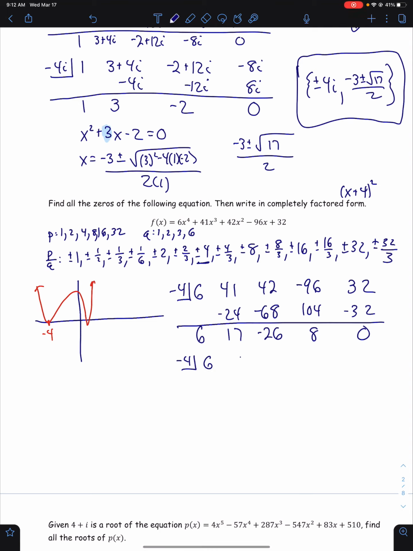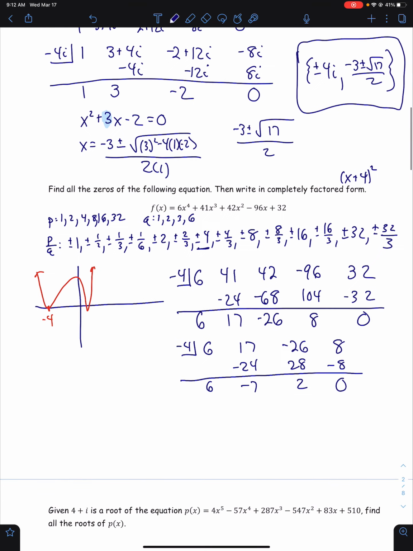So it'll be 6, 17. I think it's going to work, because I think it did bounce there. And 8, so we drag down our coefficients from the previous synthetic division that we just did. And go ahead, perform synthetic division on this, pause the video, and play it once you're done. We'll see if it works. And it did. So now we have our simplified equation, which would be 6x squared minus 7x plus 2 equals 0.